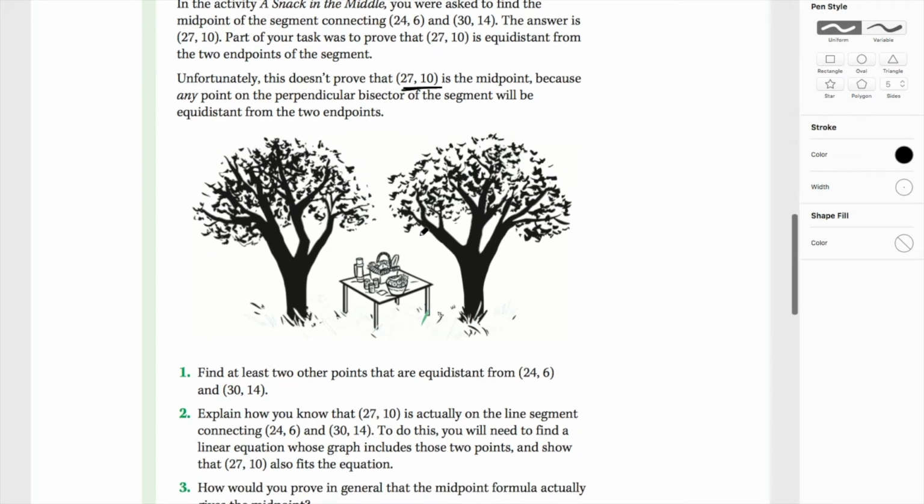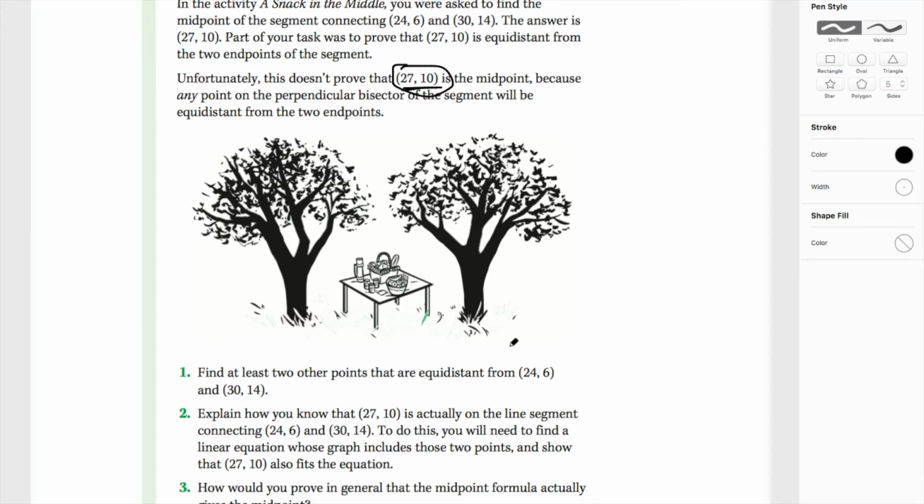So that's sort of what this assignment's going to be. Okay, so just to show you here that we haven't done, right, (27, 10), all we know is it's equidistant from the endpoints. This first question is asking, well, what are 2 other points that could be just like (27, 10), in that we would know that they're equidistant from (24, 6) and (30, 14). So remember, the midpoint is unique. There's only one midpoint. So there are other points that are also equidistant, so we don't know enough to get a unique point yet, okay?